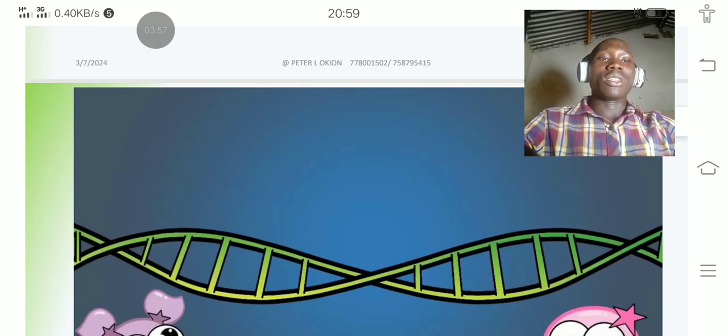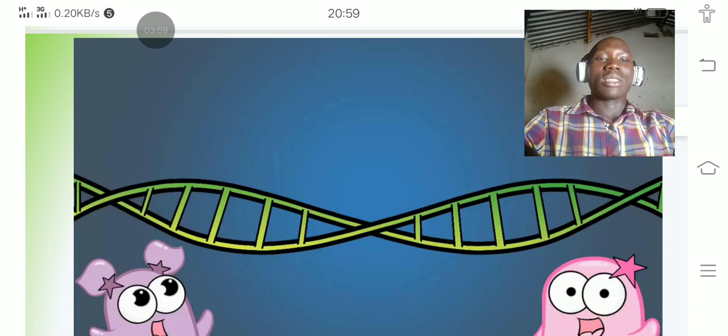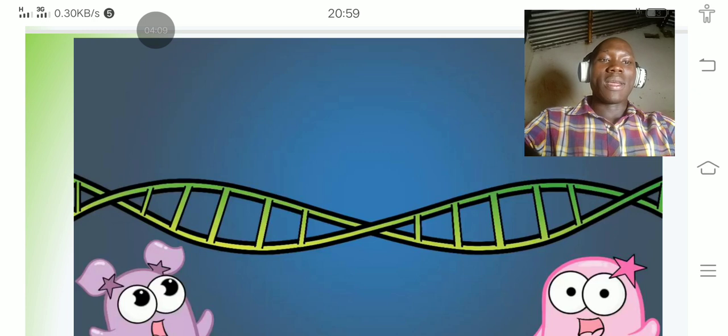So mostly we shall start with the first stages of meiosis. We shall see that we shall have interphase also involved.